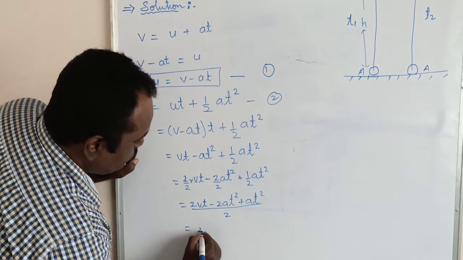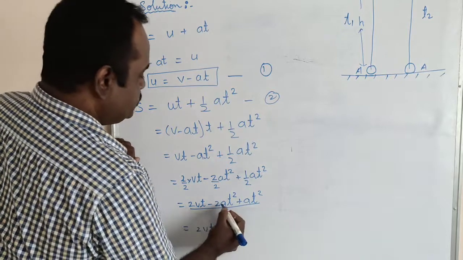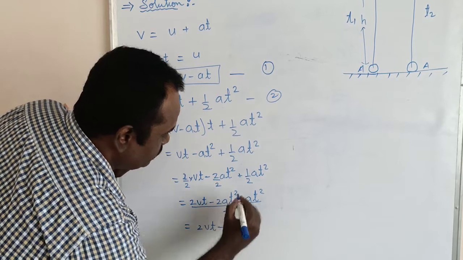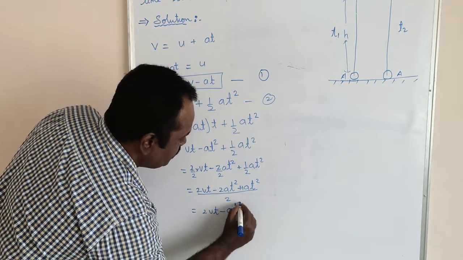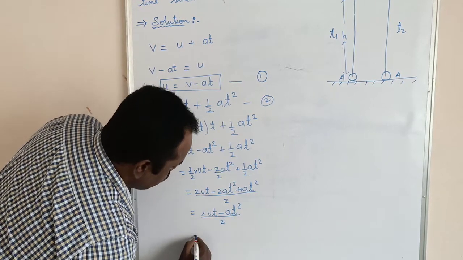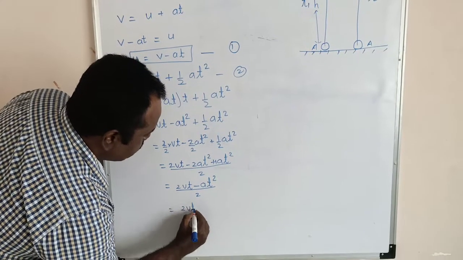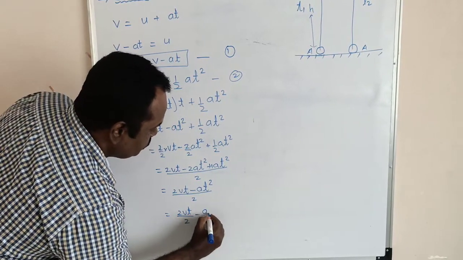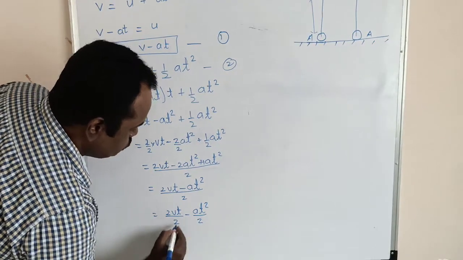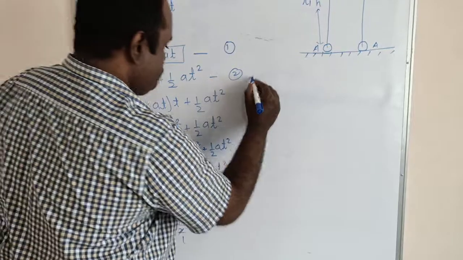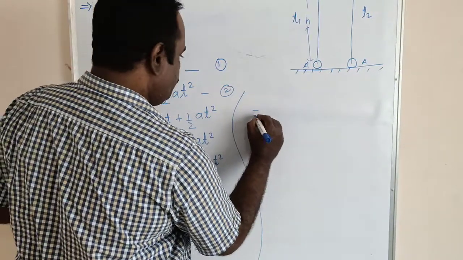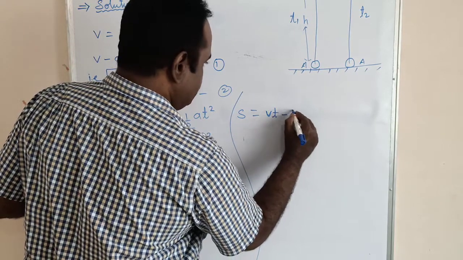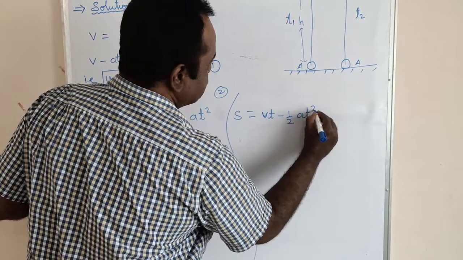So what we get? 2vt, now minus 2at square plus at square. We get minus 1at square, that is only at square, upon 2. So let us take again 2vt upon 2 minus at square upon 2. Here the 2 gets cancelled, and what we get now is s is equal to vt minus half at square.